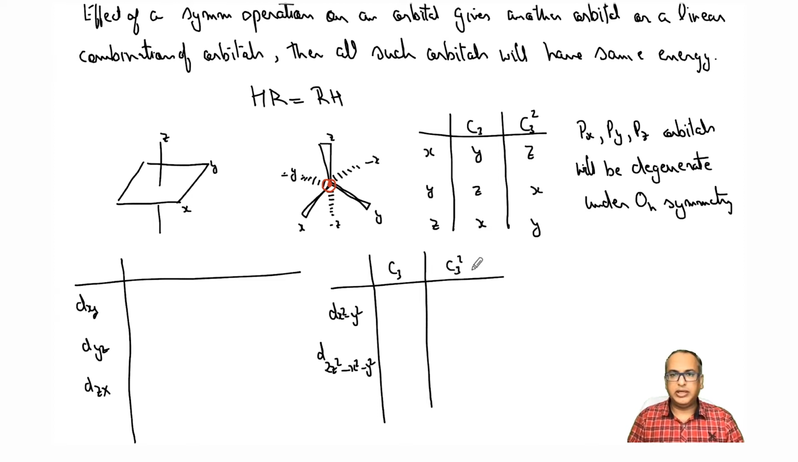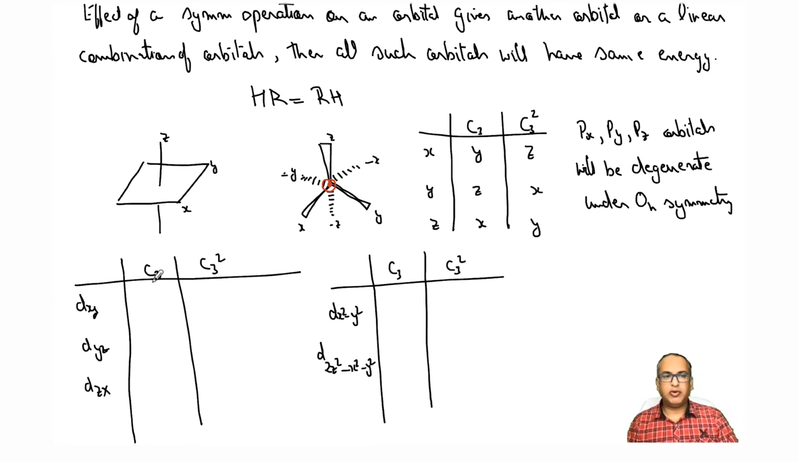C3, C3 square. So now what happens if you do C3 on dxy? How do you calculate that? You don't need to actually measure that. You just need to see the effect of C3 onto X and the effect of C3 onto Y independently, and you will get the correct answer. X goes to Y here, and Y goes to Z. So if C3 is applied on dxy, I will get YZ.